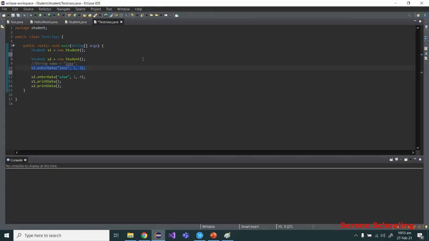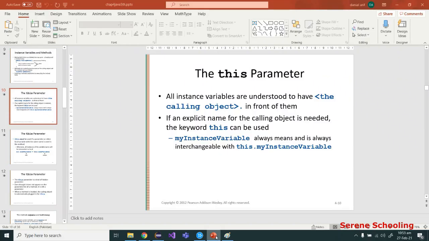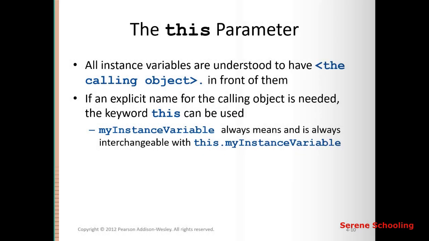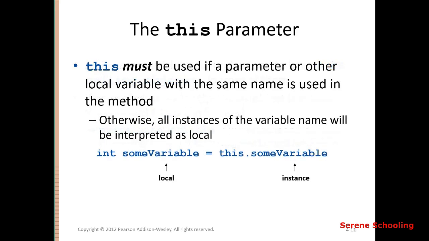And let's talk about this parameter. So what is this parameter? This parameter basically refers to the current object, right? If I call this dot name, it means assign the value to the calling object, the object that is calling. Let's say we have some local variable, any variable, and if we do this dot some variable, it basically means that I am assigning the value of the current object to this variable.